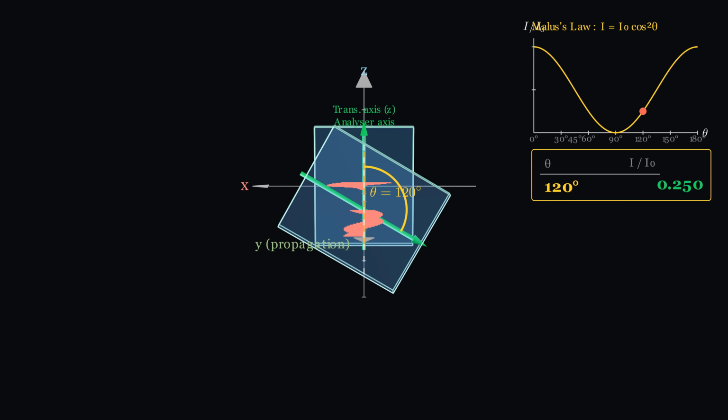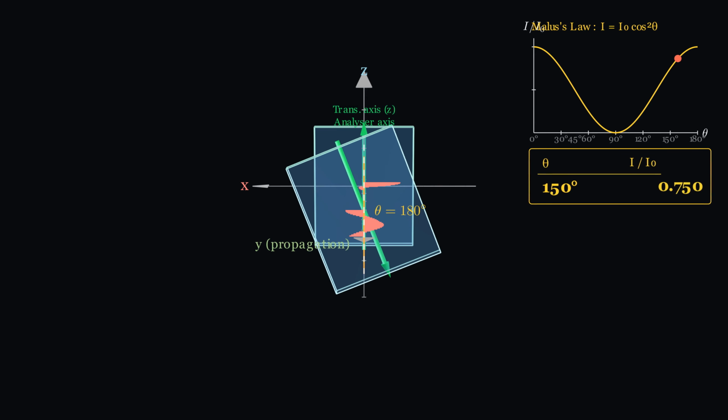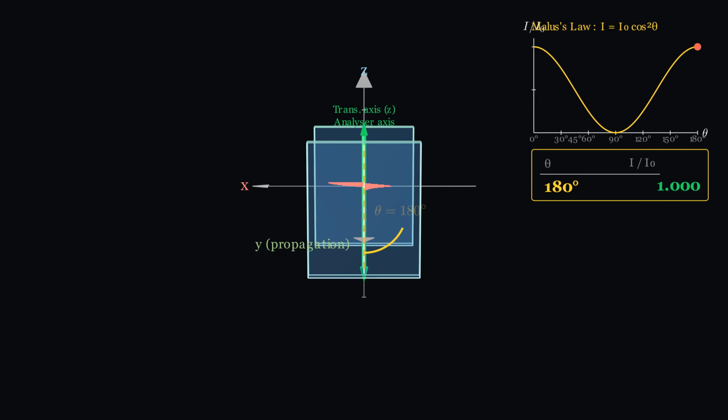At 150 degrees, I over I0 is 0.750. The dot follows cosine squared θ on the extended curve. At 180 degrees, I/I0 is 1.000. The dot follows cos²θ on the extended curve.